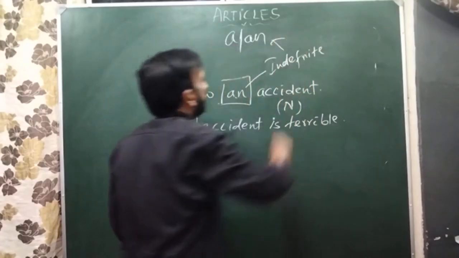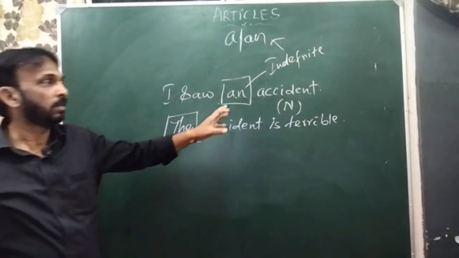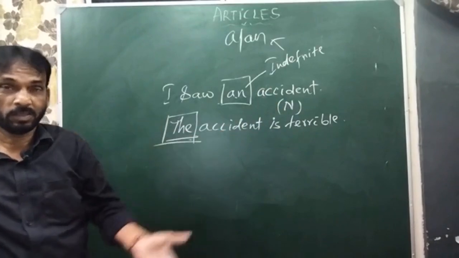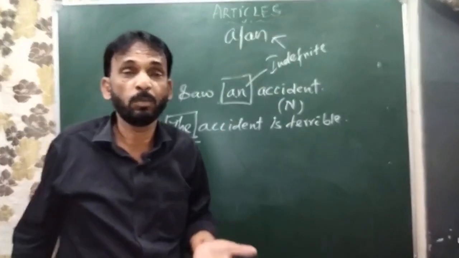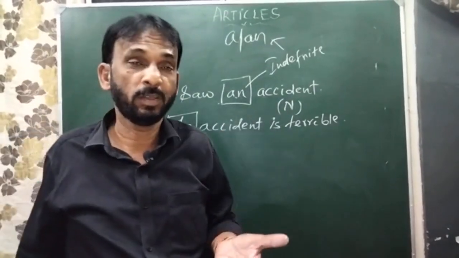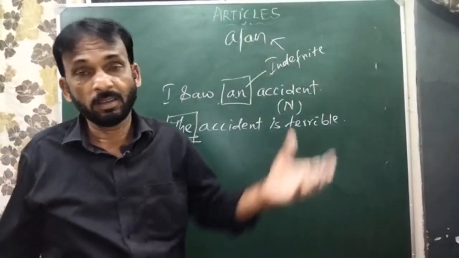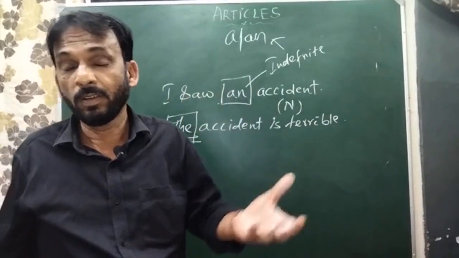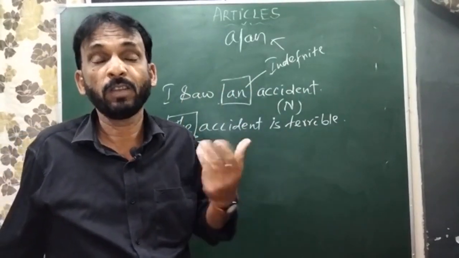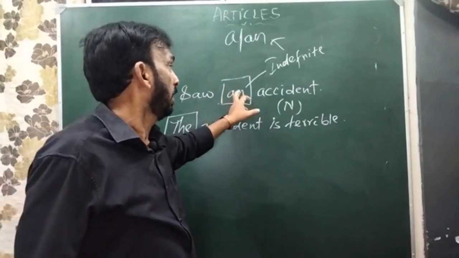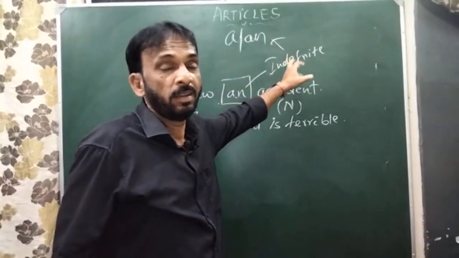Indefinite article. Because the listener to whom I am conveying this information doesn't know about that accident, I told him, "Hey Anil, I saw an accident," because he is unaware of that information. It is the first time he is getting that information, so I use an article that is indefinite.